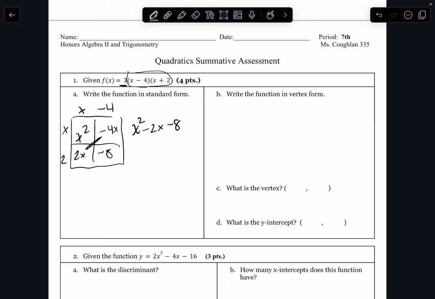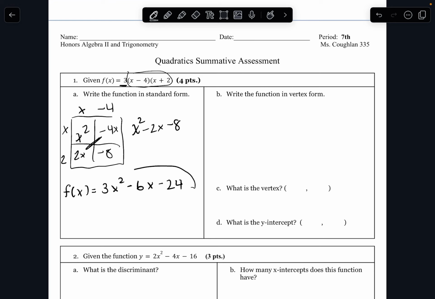But we're not done yet. We have to multiply this trinomial by 3. So f of x is equal to 3x squared minus 6x minus 24.